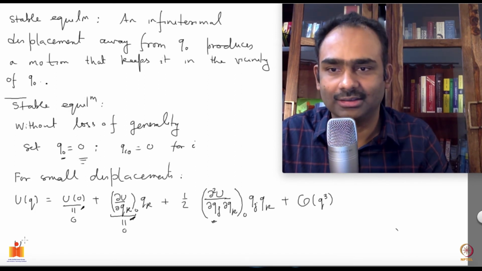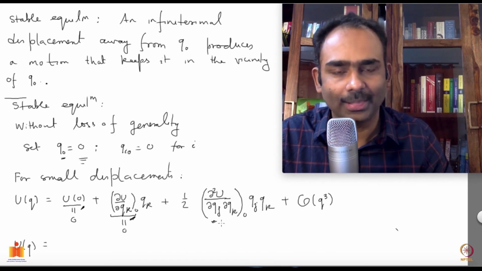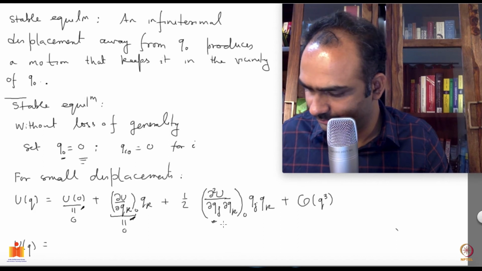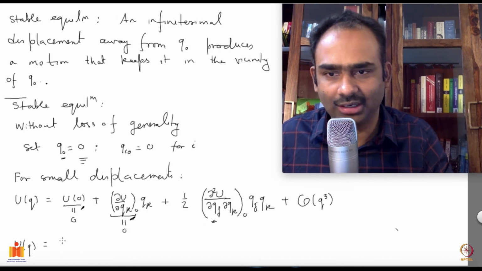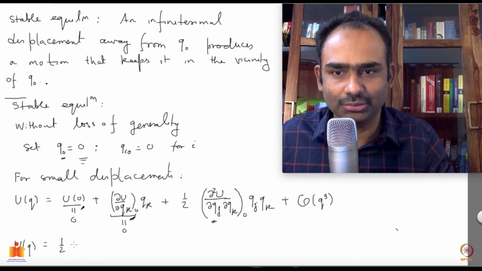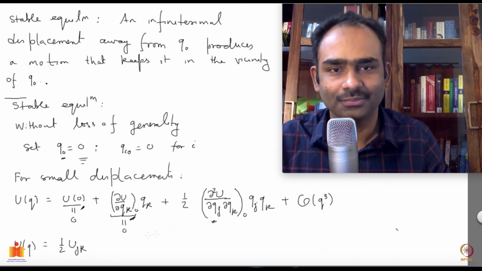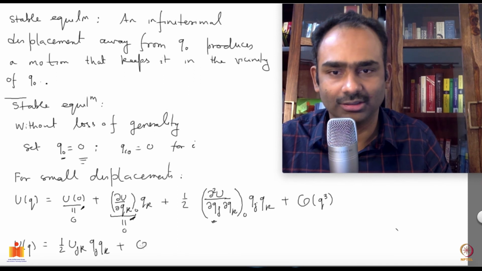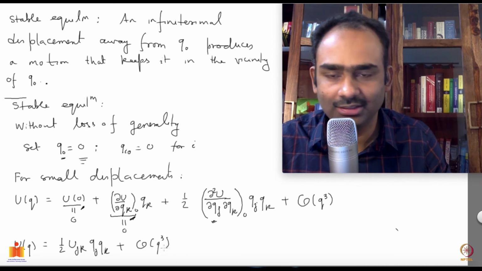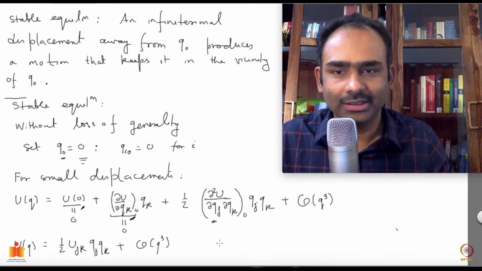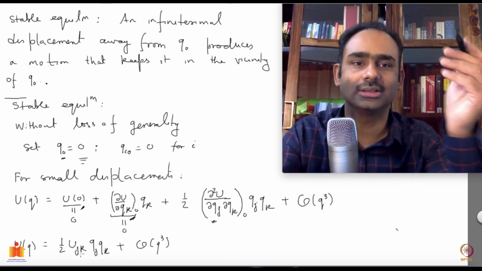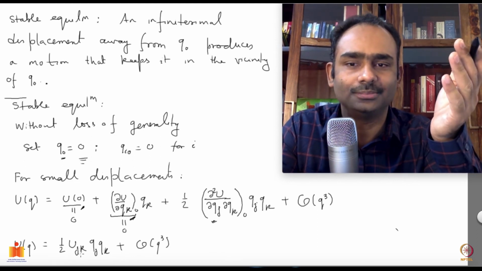So with that I get U of q. I will write this as half, and I call this U_jk. So these are just numbers, times q_j q_k, plus higher order terms, which I am denoting by order q cube. Now clearly the matrix elements U_jk you can think of as an n cross n matrix, right?